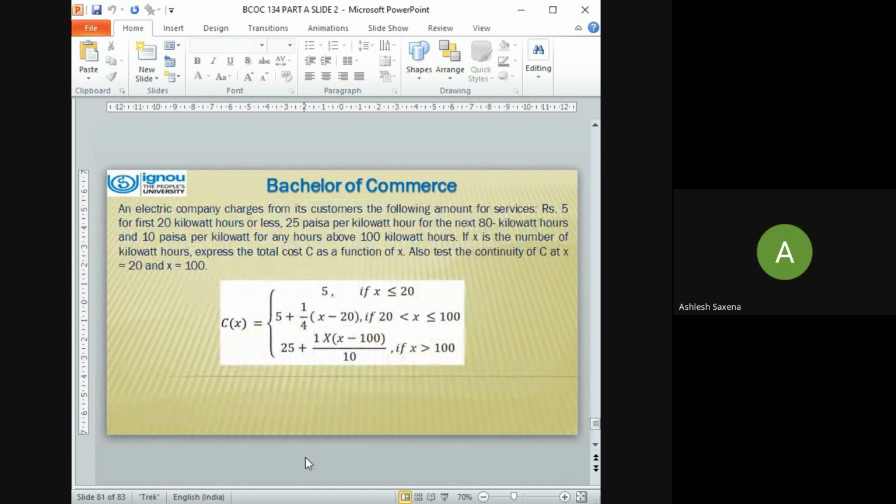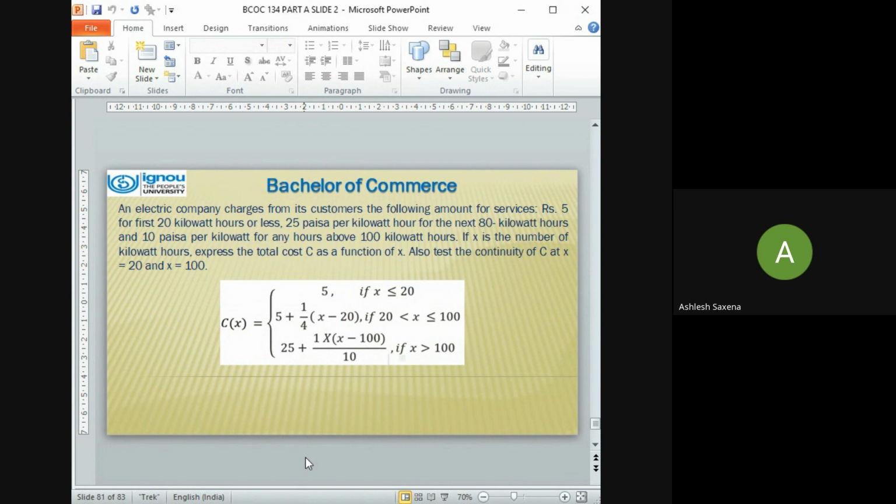Now, a problem related to a statement. We have to convert that statement problem into a limit problem, and then calculate. See how the statement is converted into a mathematical relation. An electric company charges its customers the following amount for service: rupees 5 for the first 20 kilowatt hours or less.